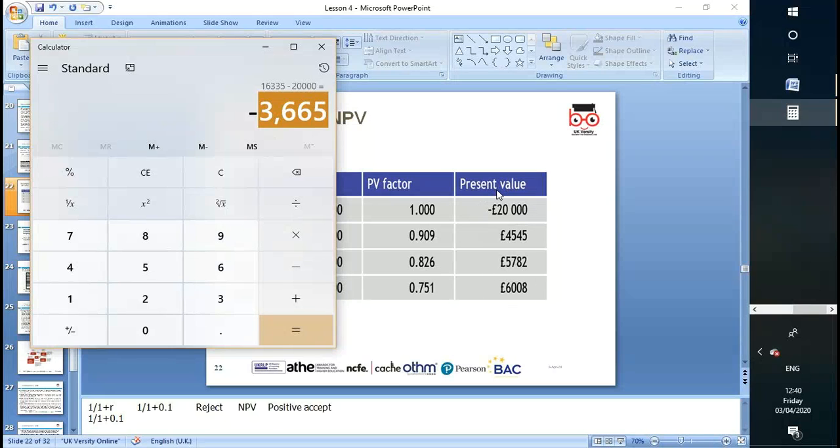NPV means the net present value. So if it's negative, you reject the project. If it's positive, you accept the project. Any question there?